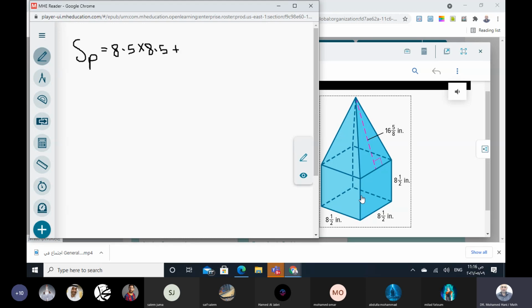as you remember in the pyramid, when you have the base as a regular polygon such as a square, the square has four congruent sides. You will get four lateral faces. This is the first face, congruent with the second face, congruent with the third face, congruent with the fourth face. So we have four congruent triangles. So you can write four times the area of one triangle.